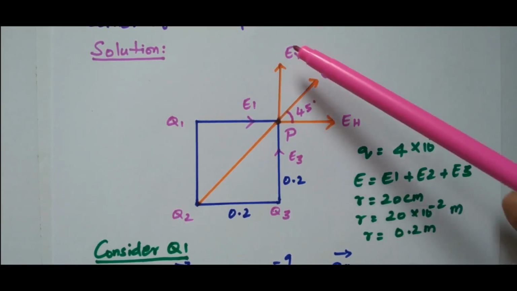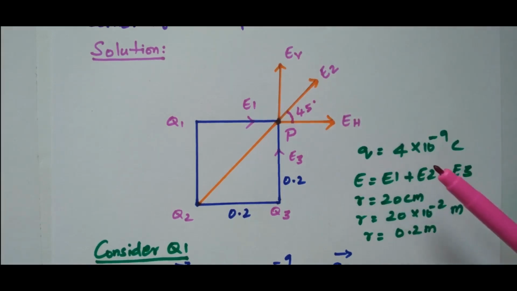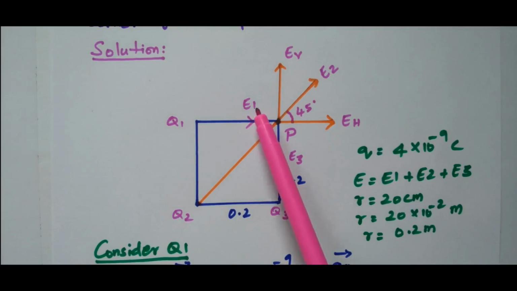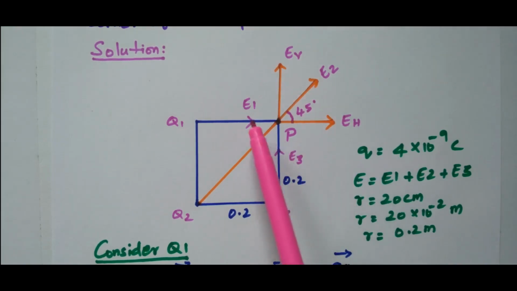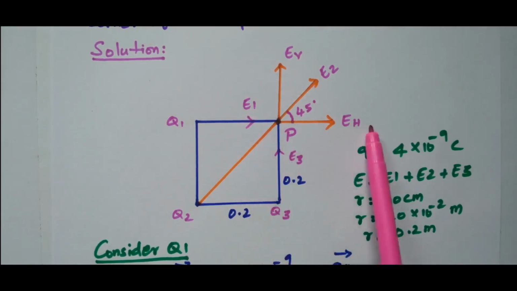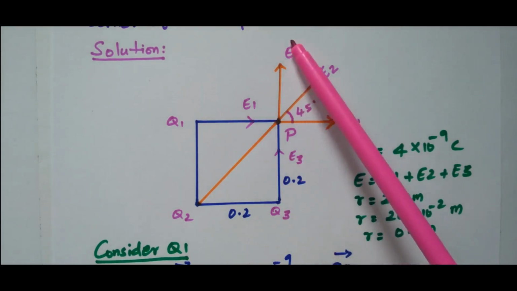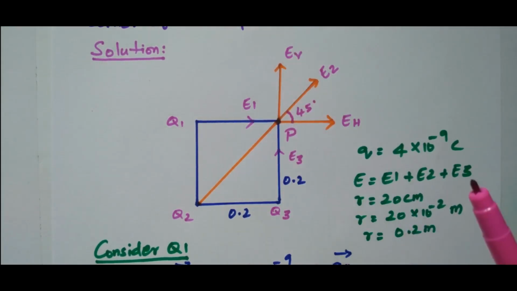The combination of EV and EH equals E2. Right? So now what are the components we have? E1 is available, E3 is available, EV is available, EH is available. This E1 and EH, these two are horizontal components. E3 and EV, these two are vertical components.